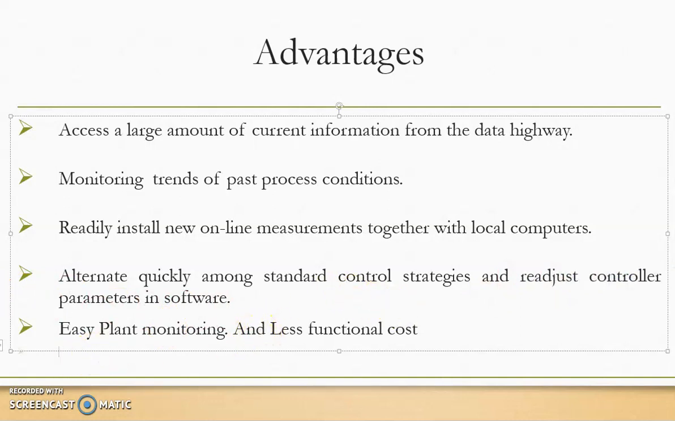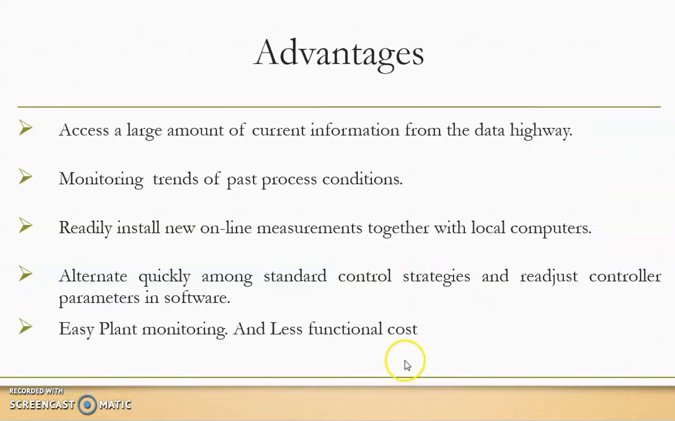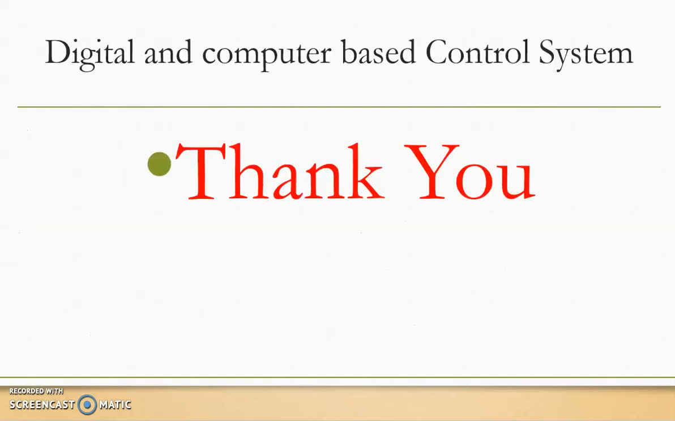Then easy plant monitoring. Yes, by sitting in front of one or two computers, you can have overall plant monitoring. Chemical plants are generally very big, so their monitoring is difficult, but by using the DCS control system, we can monitor the plant with less functional cost and also less operating cost. The initial cost of the DCS control system is high, but once it is installed, the other costs get minimized. So these are very good points about the DCS control system.